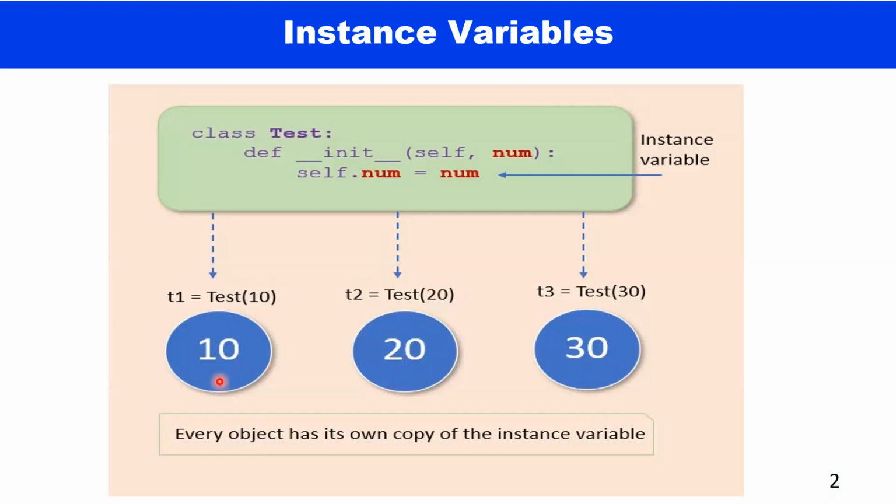That means, if you observe, each object has its own copy of the instance variable. If each object has its own copy of the attribute, then we call it an instance variable. That means an instance variable is a variable that is specific to the object. They vary from object to object. In this case, the num value for T1 is 10, for T2 it is 20, and for T3 it is 30. So all three objects have different values for the instance variable num.